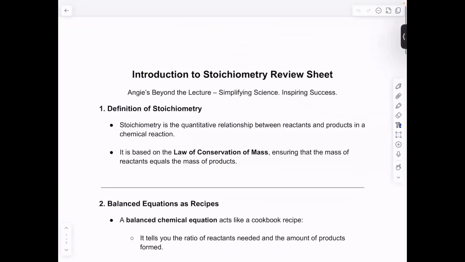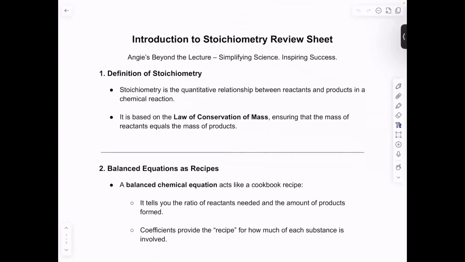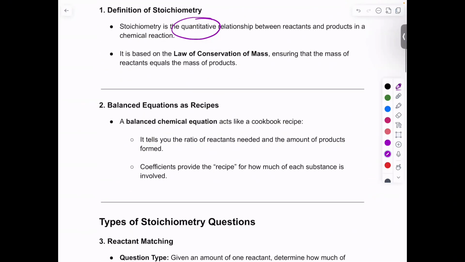All right, so to start off with stoichiometry, it is the review of quantitative relationships between reactants and products. Whenever I see this keyword here, quantitative, that means math. We're going to be dealing with numbers here. And it's based off of the law of conservation of mass. So this is critical when you're dealing with balanced equations. You need to make sure the number of atoms on the left matches the number of atoms on the right. We already went through that on balancing equations.